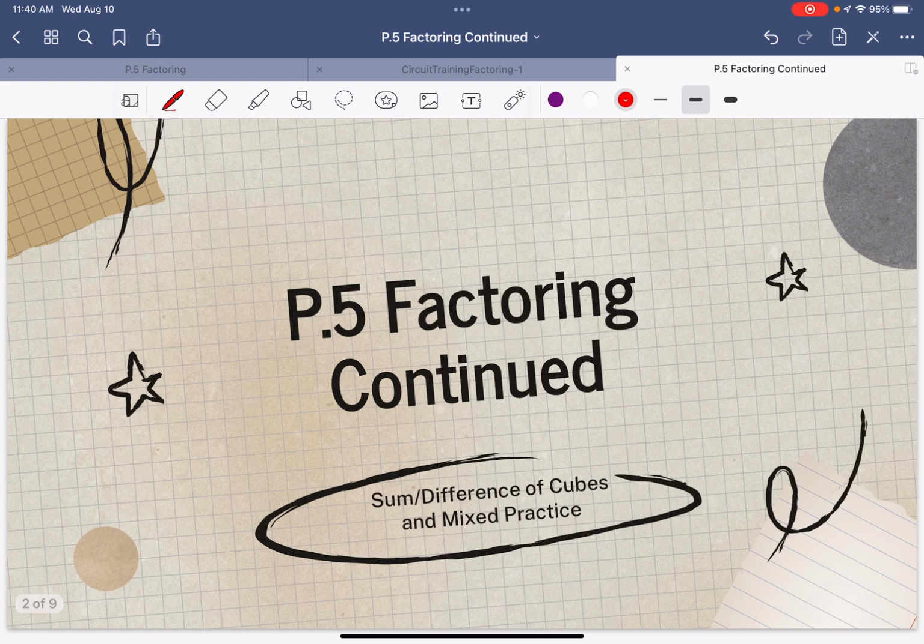All right, so we're going to look at sum and difference of cubes, and then there's going to be mixed practice to do.